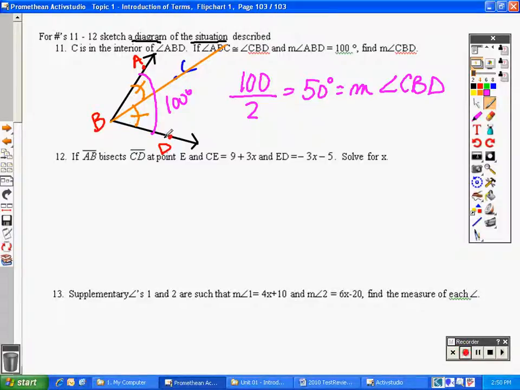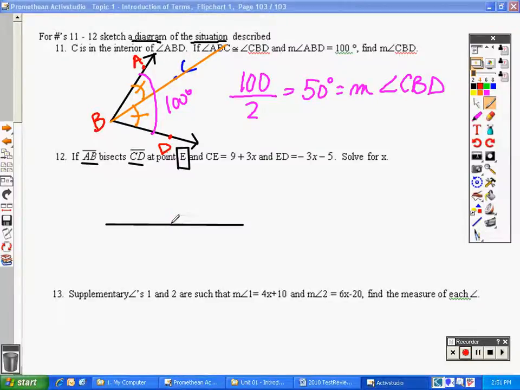All right, next one. We're talking about line segments. Line segment AB bisects CD at E. Okay, so there's lots of stuff that we have to consider right now. AB is a line segment. CD is another line segment. So I'm going to start off. Here's a line segment. It is being bisected at point E, which means on this line segment there is a point E.